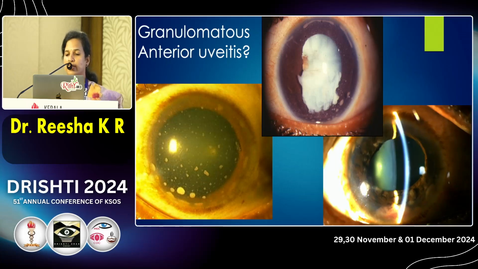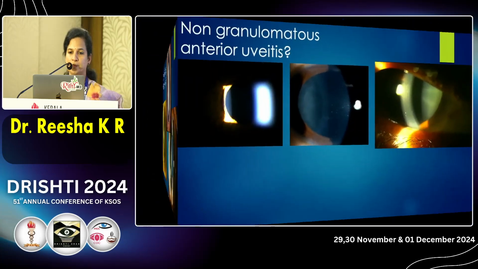Yet another patient, granulomatous-looking lesion, but see carefully, there are not many KPs and AC reaction. All these are deposits on the iris. So it was a case of iris metastasis from lung small cell carcinoma.